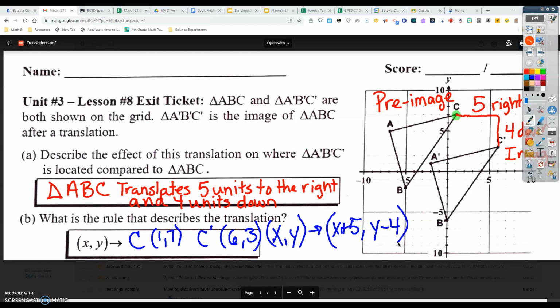A translation, in this one, is x plus 5 and then y minus 4. If you take that coordinate point and apply that rule, you will be able to move this triangle, or any object for that matter. So this is transformations and translations in, well, less than 6 minutes, not less than 5.